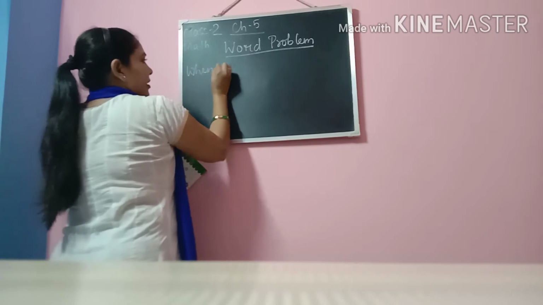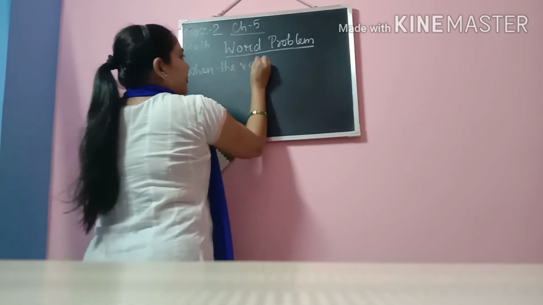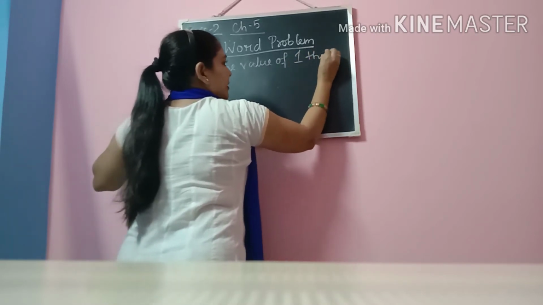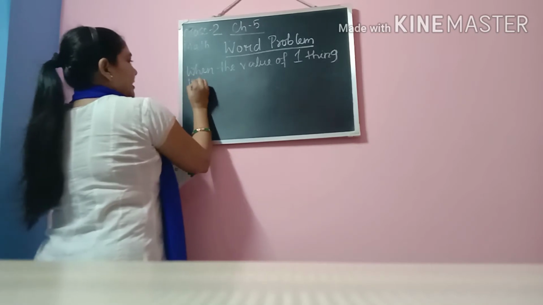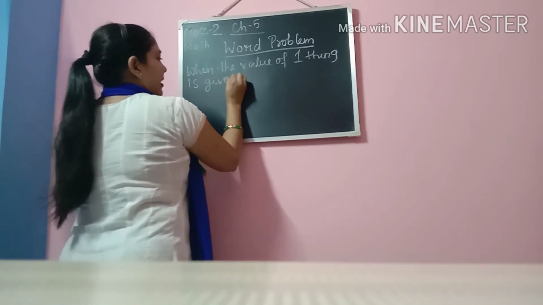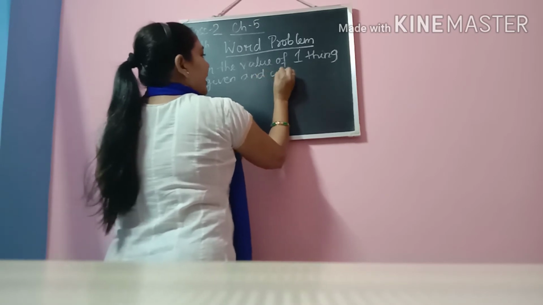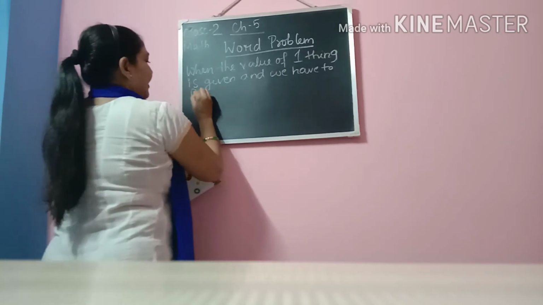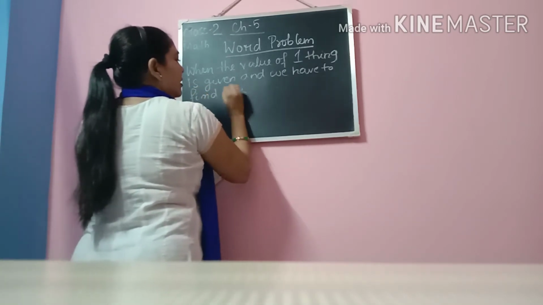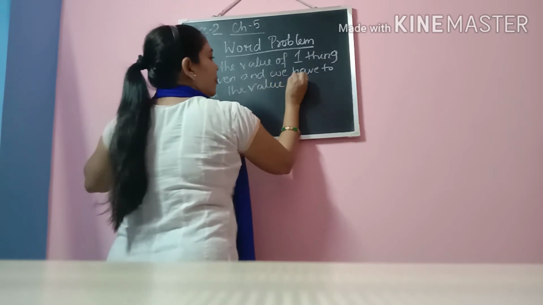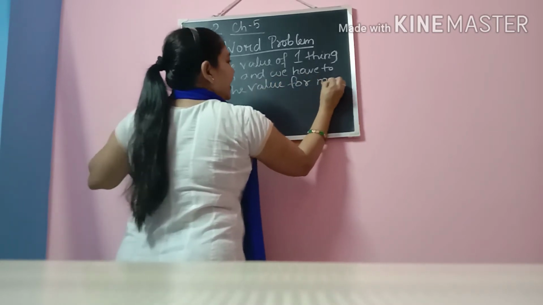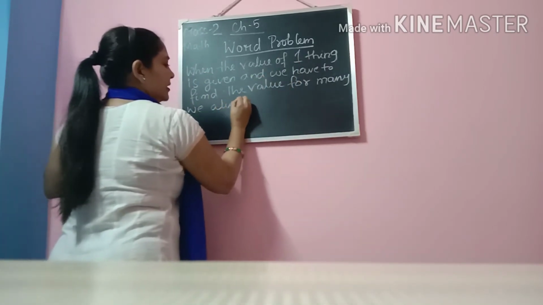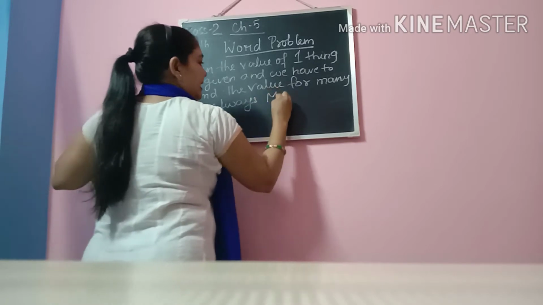When the value of one thing is given and we have to find the value for many, we always multiply.